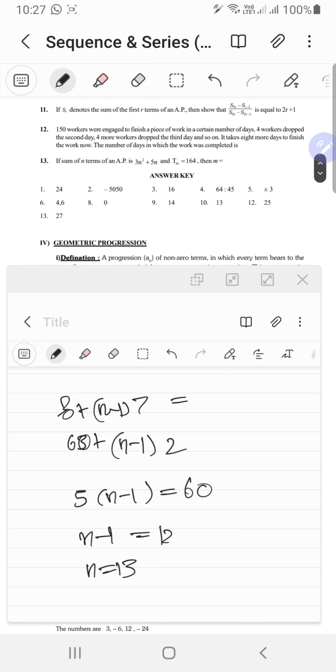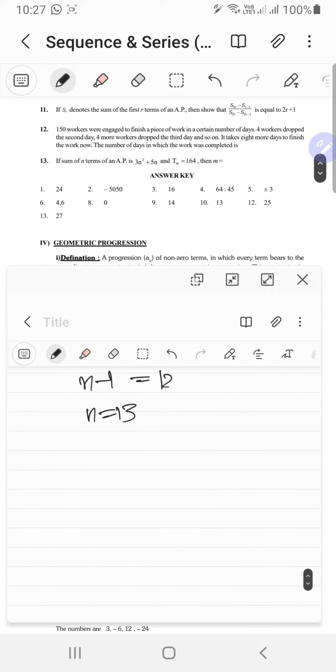Next, if SR denotes the sum of the first R terms of an AP, then show that this thing is equal to 2R plus 1.